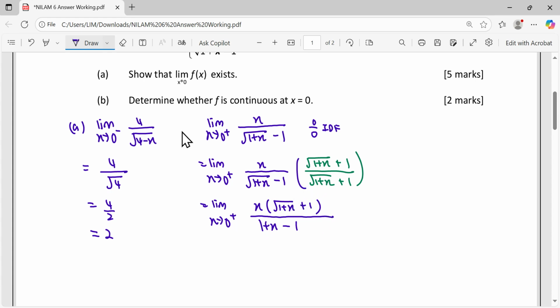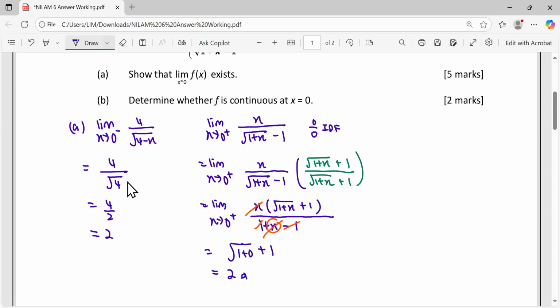And we can see 1 minus 1 gives us 0. Remaining is x. So x divided by x can be cancelled. So our indeterminate form is already simplified where x is cancelled. Now we evaluate the limit again. Substituting 0 inside, it gives us square root of 1 plus 0, plus 1. So this is equal to 2.